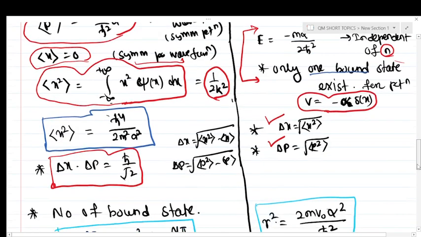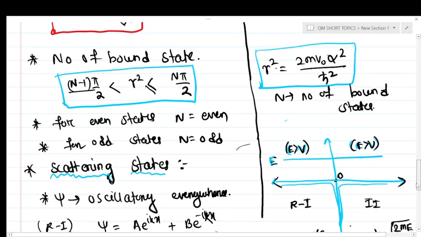Okay, and the number of bound states we can calculate by this formula, that is (n minus 1) pi by 2 less than gamma square less than or equal to n pi by 2, and here gamma square is equal to 2 m v naught alpha square by h squared. Okay, you have to keep in mind this one and this one, so that you can find out the number of bound states.